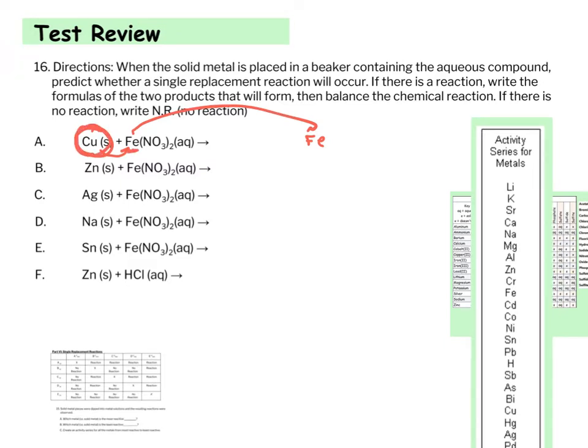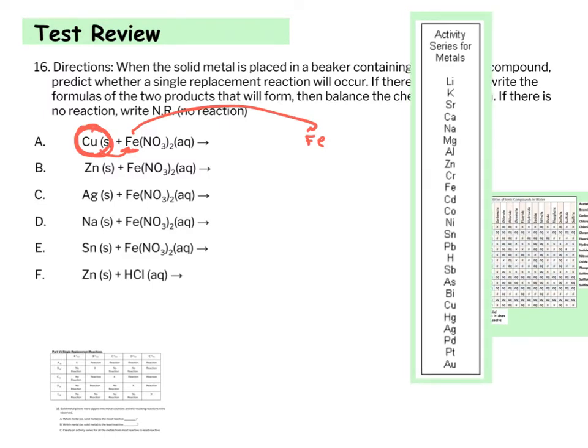That's where the activity series comes in. We have to find copper on the chart. It's way down here, and iron, Fe, is way up here. So copper is below iron, so copper cannot replace iron. So this would be a no reaction. We'll just write NR for that.